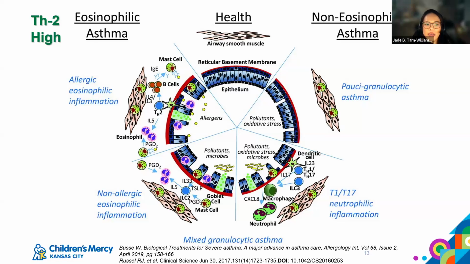And in a non-allergic eosinophilic inflammation, you get the same kind of irritation, but not necessarily by an allergen. It could be by pollutants, it could be by microbes, it could be other things. And it starts the process that brings the eosinophils to the airway through different types of cells. But it's the same effect of larger airway smooth muscle, thicker basement membrane, an epithelium that is not as intact, and a lot more inflammation and mucus production.